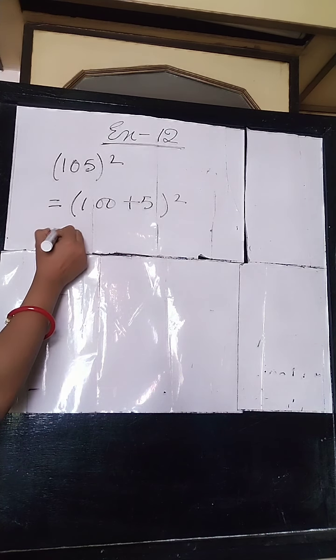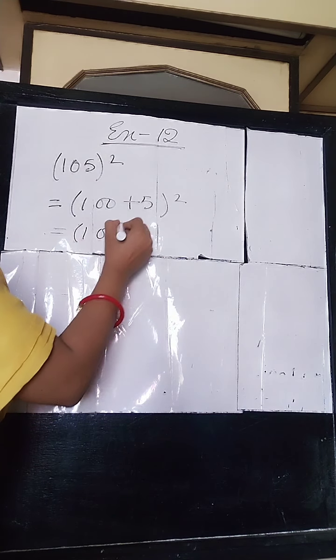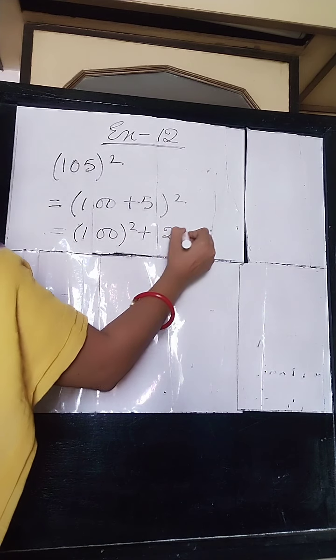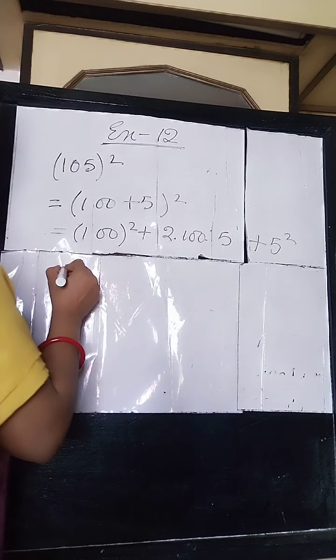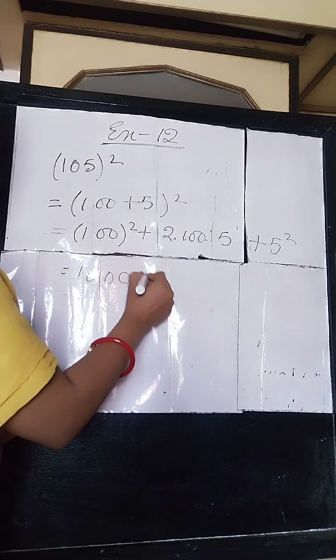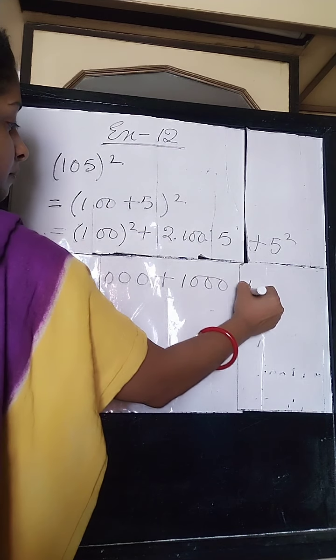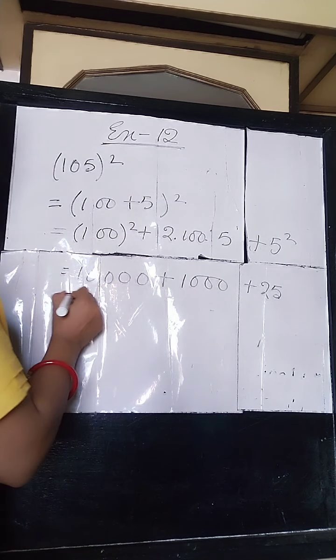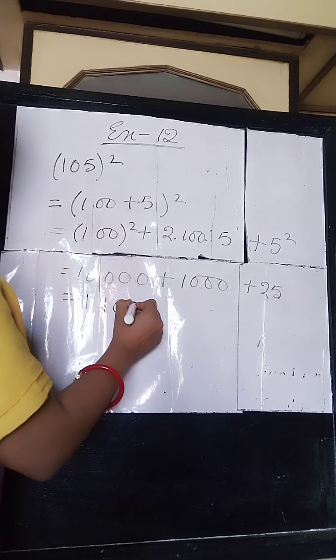(100 plus 5) whole square means we have to apply the formula of (a plus b) whole square. Now (a plus b) whole square means a square plus 2ab plus b square, that is 100 square plus 2 into 100 into 5 plus 5 square. So 10,000 plus 2 fives are 10, so 1,000 plus 25. So it will become 11025.